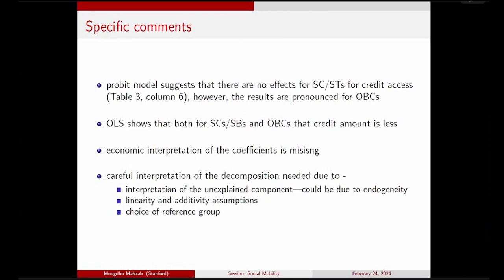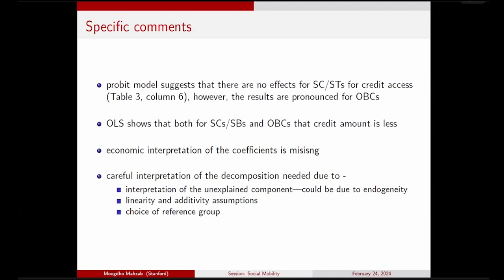And then, at the end, we need to be a bit careful using Blinder-Oaxaca decomposition, because the unexplained component that the authors are trying to call discrimination could also come from an endogeneity problem, right? There could be some important variables missing in the model that could account for the unexplained part. So we have to be careful about that. Then again, there are assumptions of linearity and additivity, since we are adding up two decomposed factors. That is another very strong assumption.